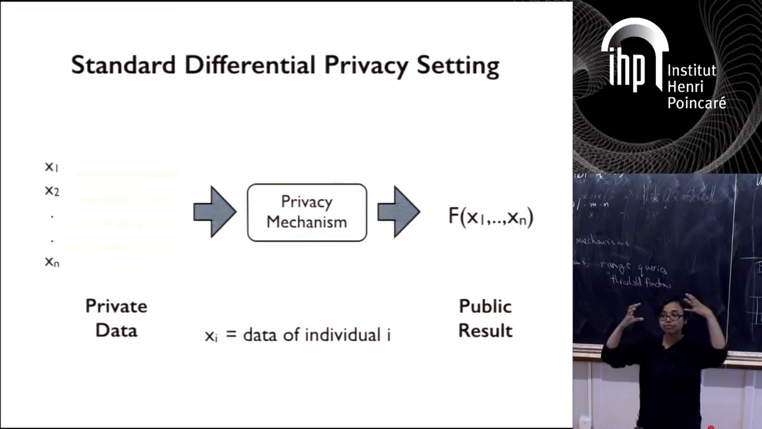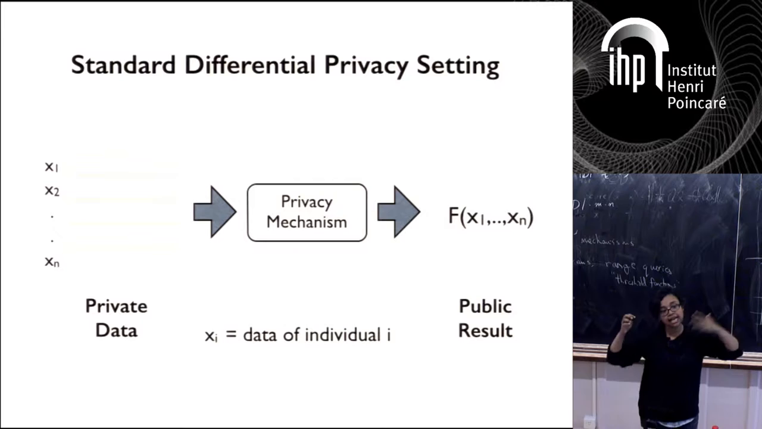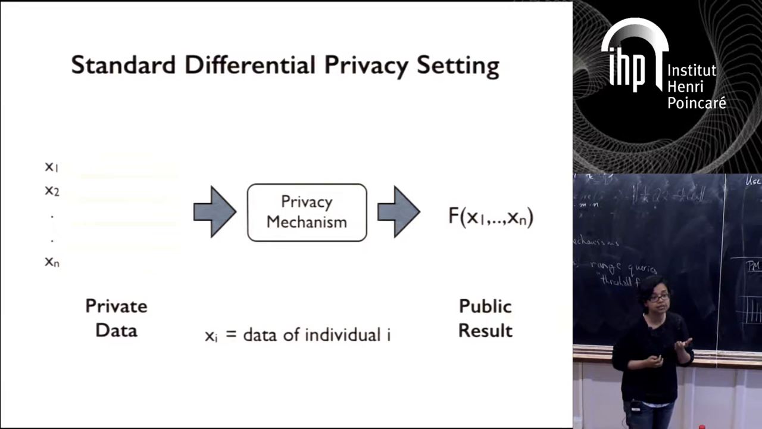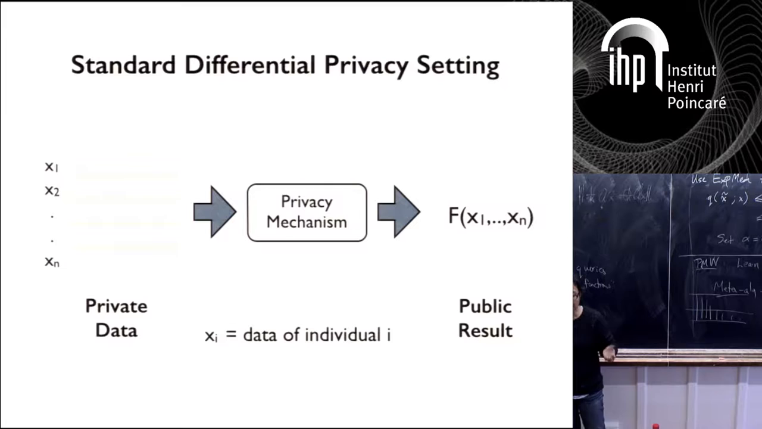These all get fed into some privacy mechanism, and this mechanism calculates some private function. This could be something as simple as counts of some predicates, or, if you are a machine learning person like I am, a classifier based on the data, or the result of some hypothesis test. Something comes out, and this result is public. What you want is to make sure that the participation of any individual x_i in this data set does not affect the probability of any outcome. So this was differential privacy.